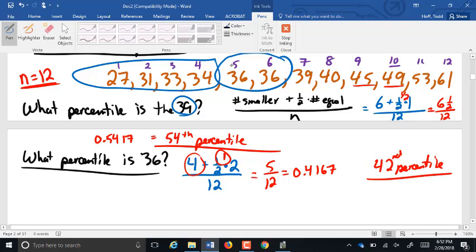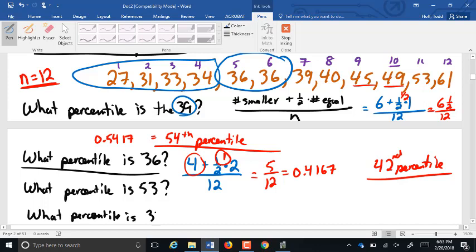You do see percentiles a lot. So in your notes, what percentile is the 53? And what percentile is the 31?